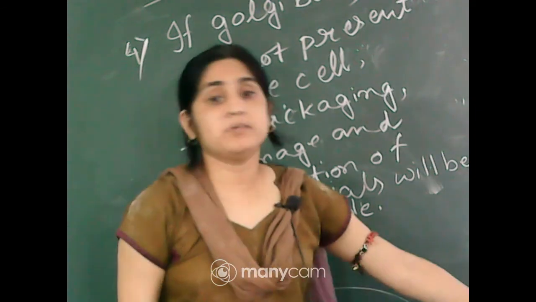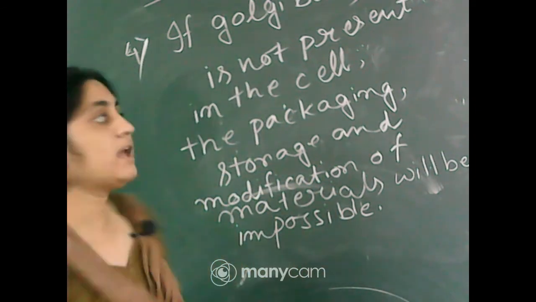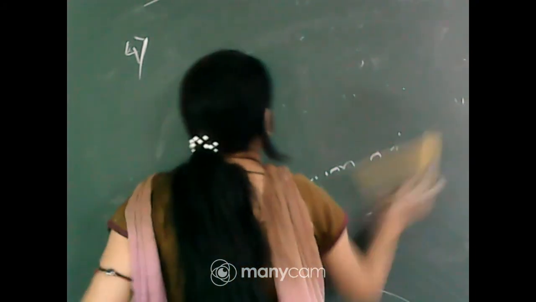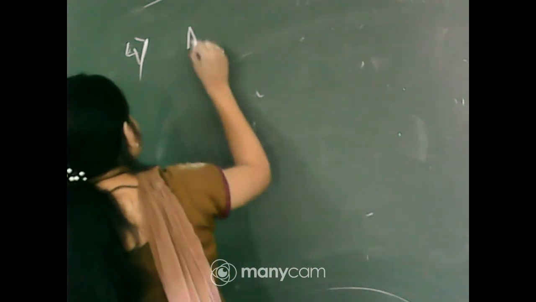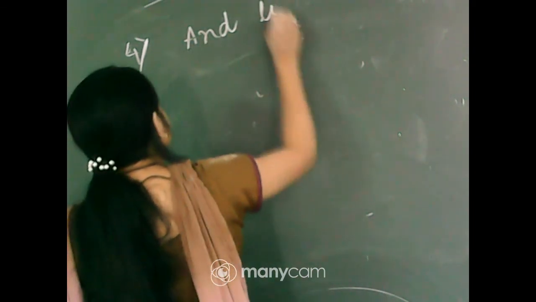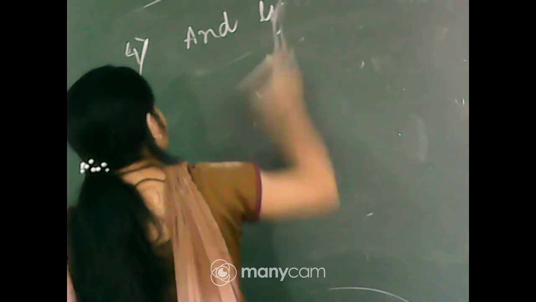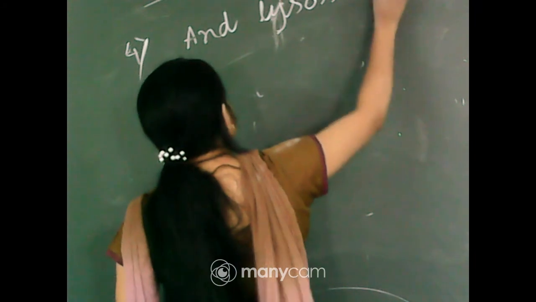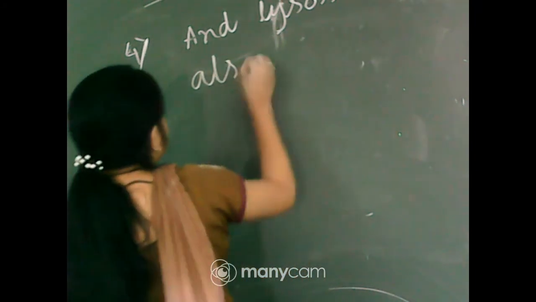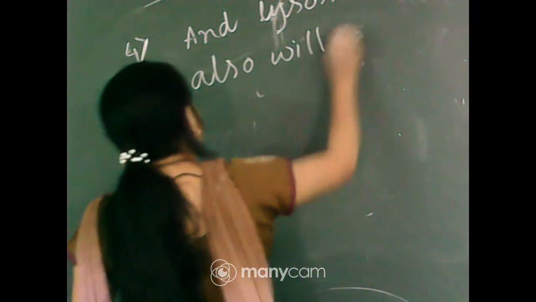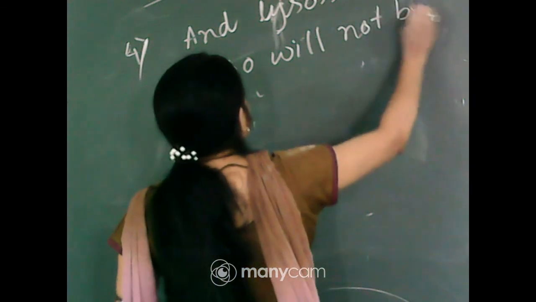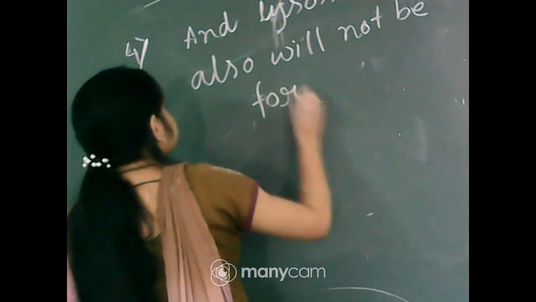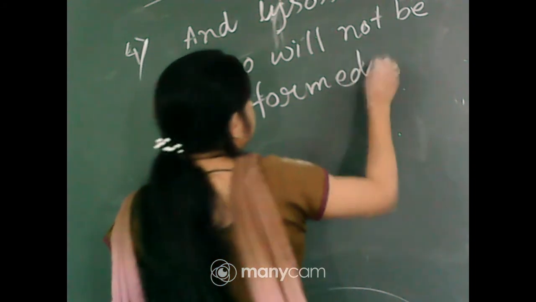The Golgi body also helps in the formation of the lysosome, so the lysosome also will not be formed.